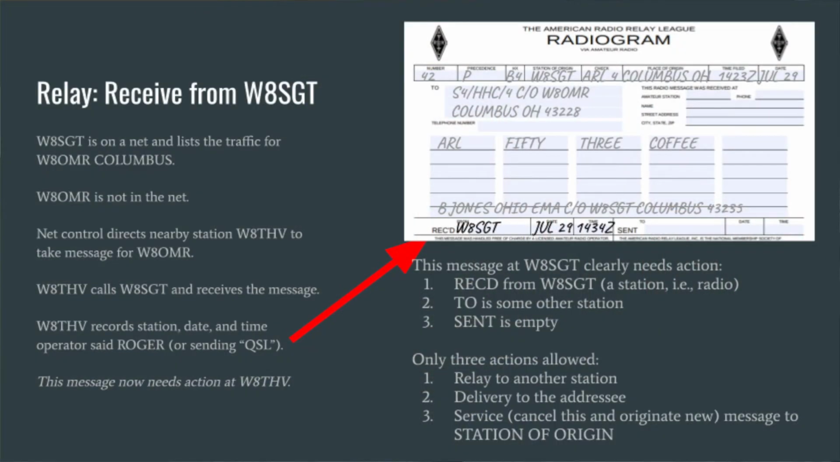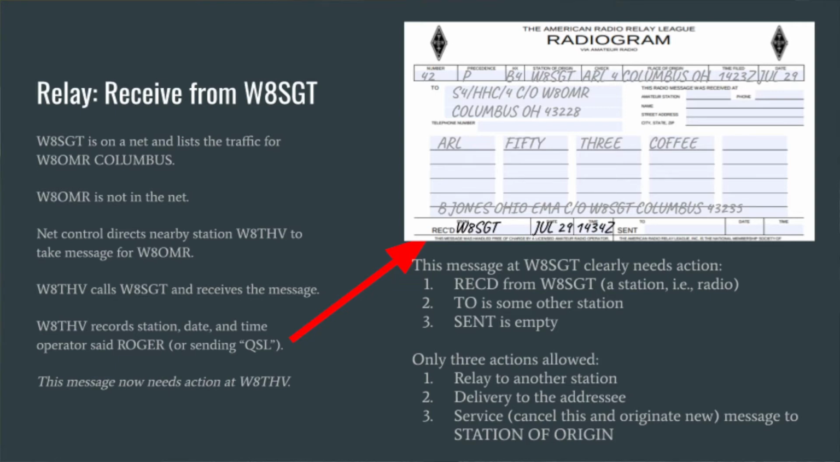Looking at exactly the same transaction but from the side of the receiver, we can see how the process works in the handoff being complete. Again, W8SGT is in a net. It has traffic for W8OMR. W8OMR is not in the net. W8THV is. Net control directs W8THV to call W8SGT to receive traffic for W8OMR. W8THV calls W8SGT and receives the message.